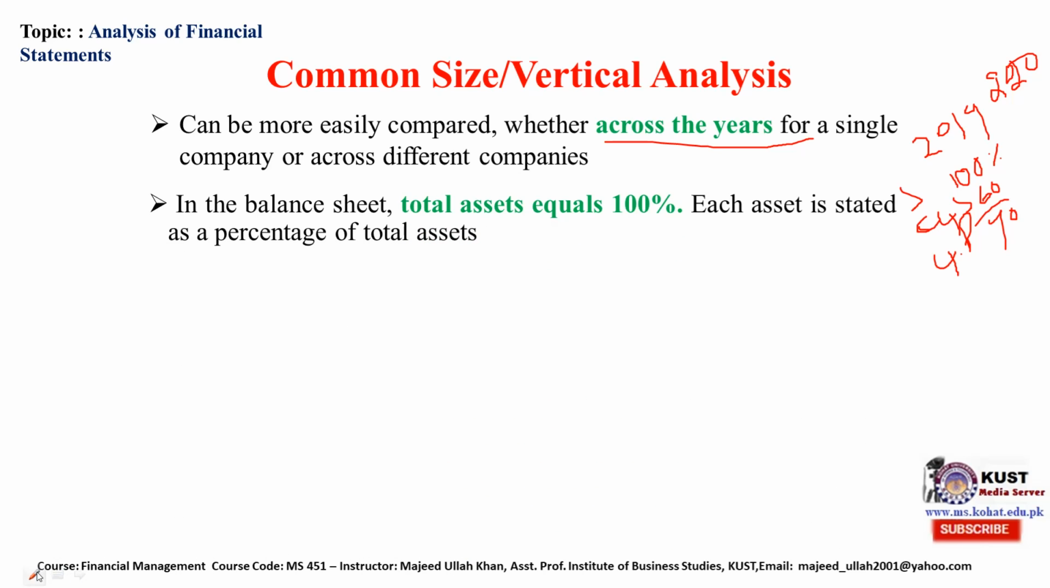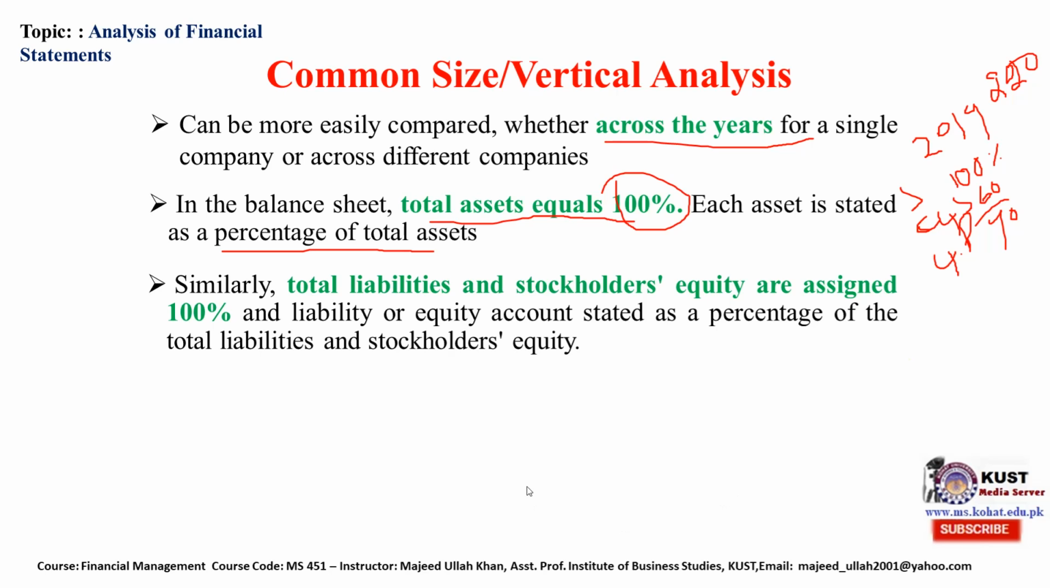In the balance sheet, this total is total assets equal to 100%, as I discussed earlier. Each asset is stated as a percentage of total assets. Similarly, in the balance sheet on the liability side, total liabilities and stockholders' equity are assigned 100%, and each liability or equity item is stated as a percentage of the total liabilities and stockholders' equity.